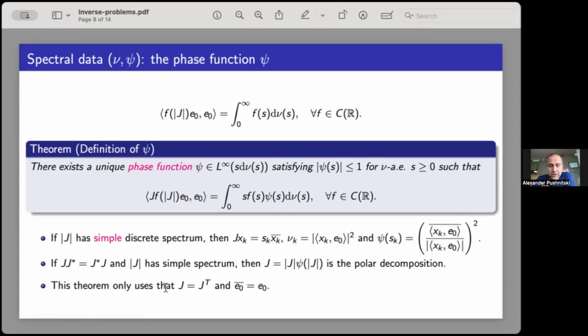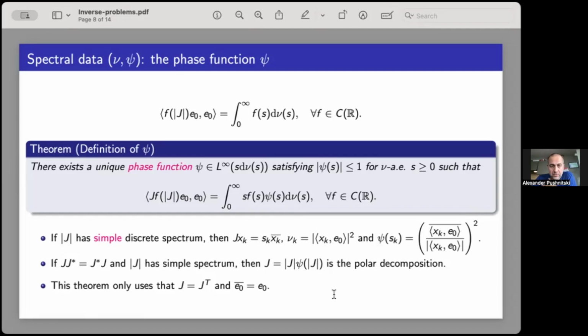This is a small remark just to say that if you have any operator whose matrix is symmetric with respect to transposition T, like our Jacobi matrix, remember it's symmetric with respect to transposition, and any vector that satisfies this, it's real, it has real coordinates, then the same theorem is true. So it's nothing mysterious, this theorem, it's quite simple.